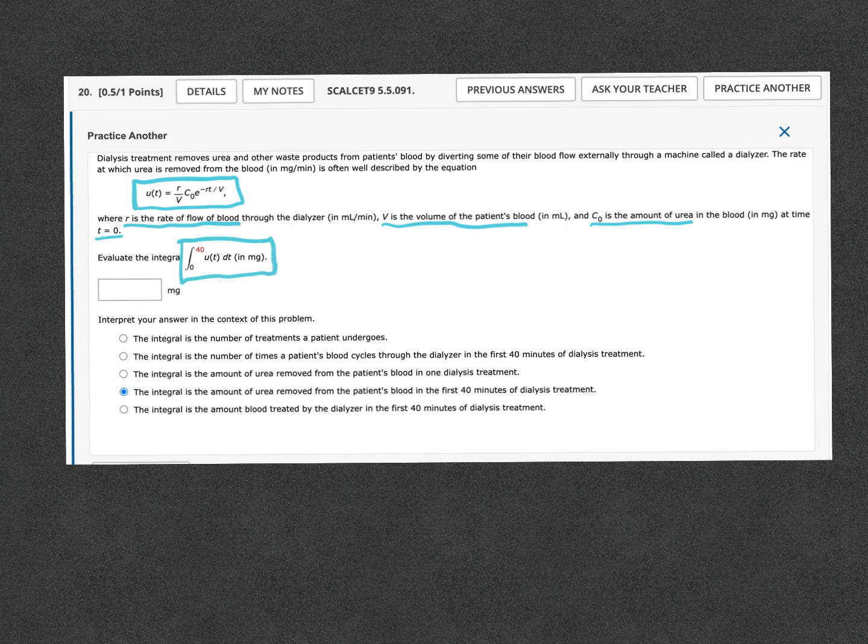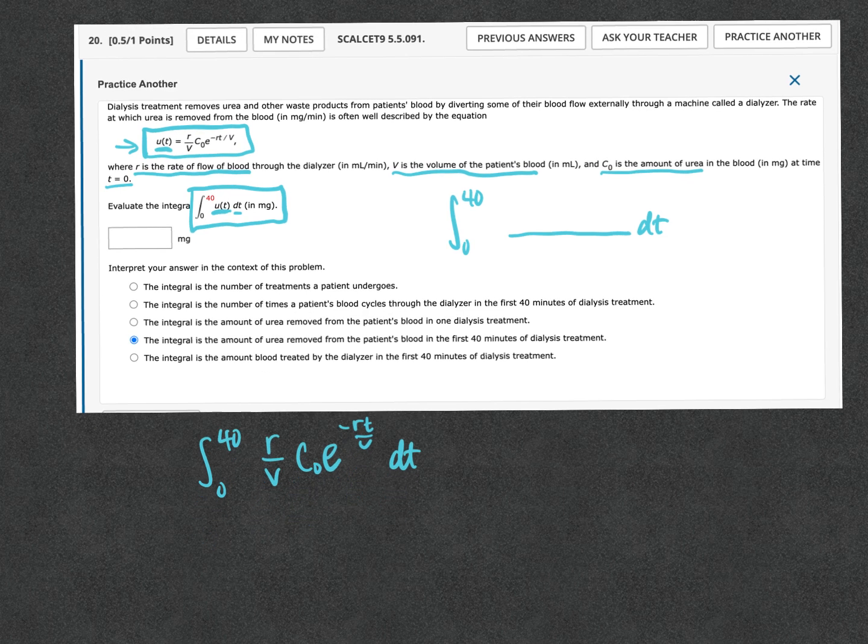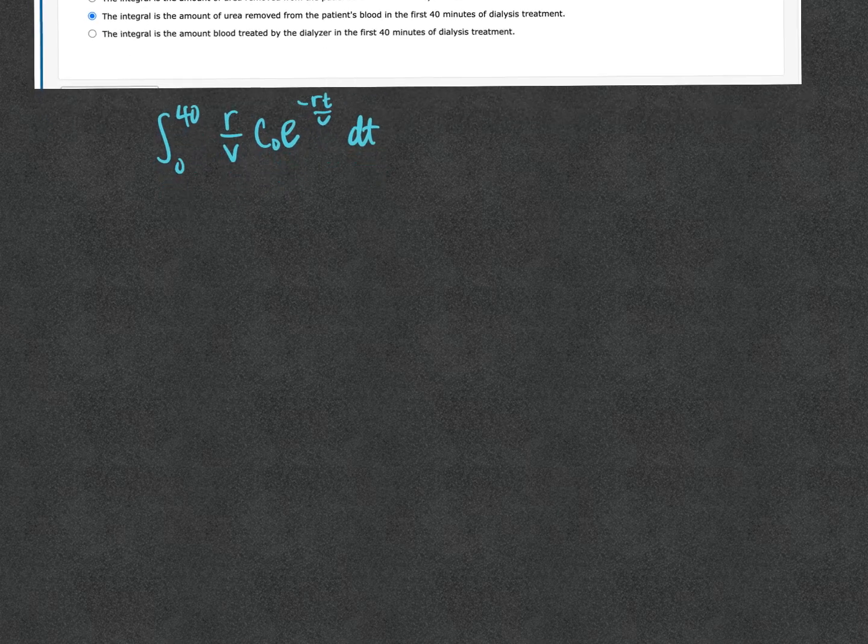So when you evaluate this, notice that here you have u of t with respect to t. So this is u of t in the equation up here. So we're going to plug that in. What we're doing is the integral from 0 to 40, and we're going to plug that equation in, dt. That's what it boils down to. So let's work it out down here. We have 0 to 40. U of t is R over V, C sub 0, e to the minus Rt over V, and then we have dt. I'm going to move this up because we really only need this equation down here.